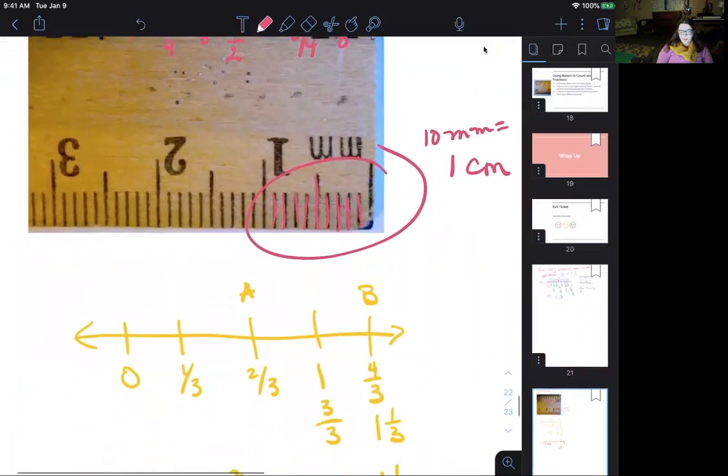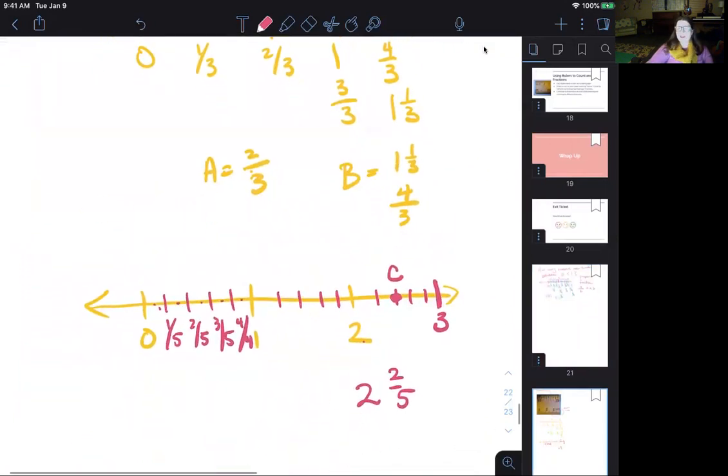All right, well, hopefully this was helpful looking at numbers on a number line. Or I should say fractions on a number line.